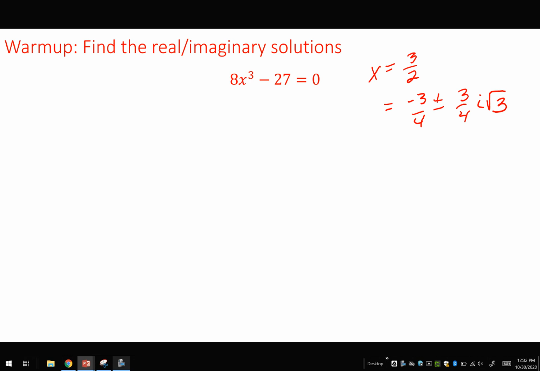Right? So I'd encourage you maybe to practice this one for extra practice on using our difference of cubes. Make sure that you can get those two answers.